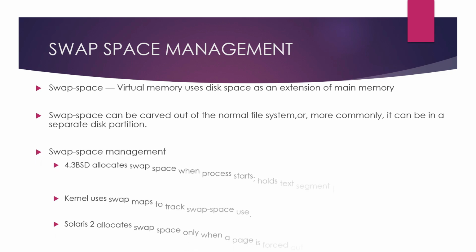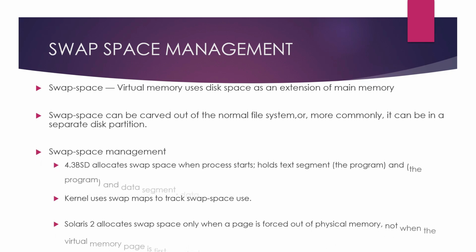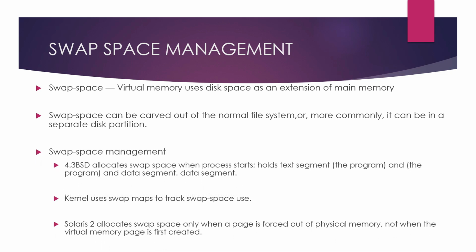4.3 BSD allocates swap space when a process starts; it holds the text segment and the data segment. The kernel uses swap maps to track swap space use. Solaris 2 allocates swap space only when a page is forced out of physical memory, not when the virtual memory page is first created. This is all for the presentation.